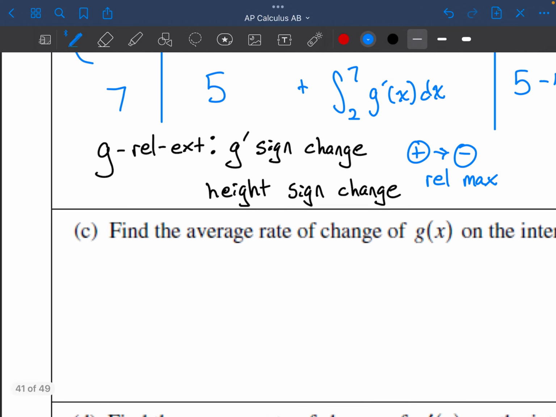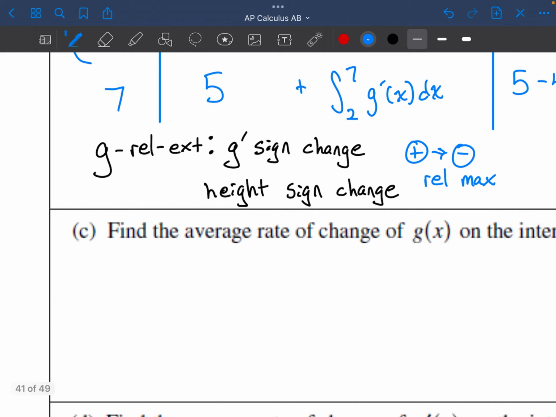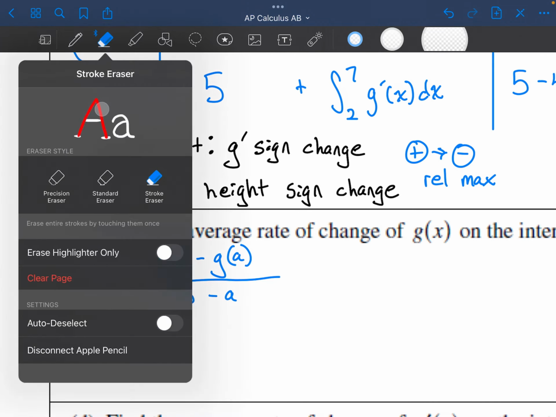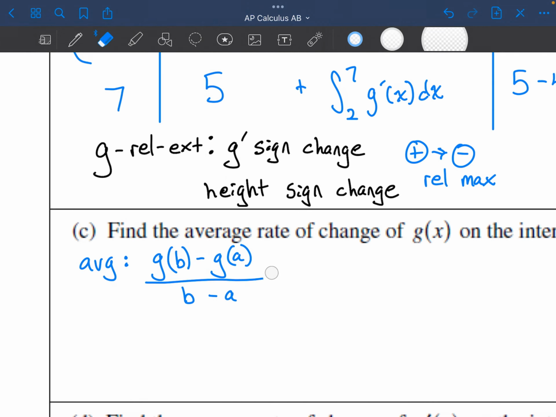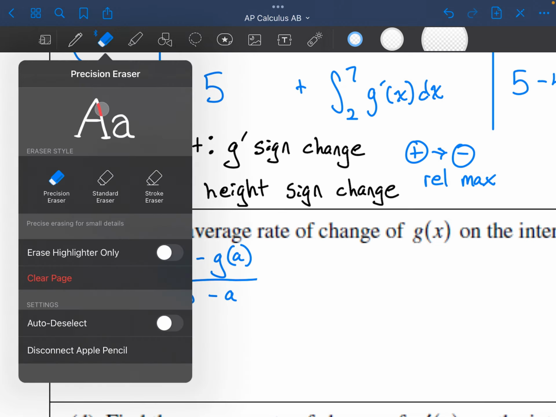So first, let's start with a speed sheet definition of average rate of change. So the average rate of change here is defined as, okay, so if I'm talking about G here, I'm not going to use F, I'm going to say G. So I'm going to say G of the second one usually minus G of the first one, all divided by those B minus A values. And my line is a little bit too long, so I'm going to erase a little bit of that. Cool.